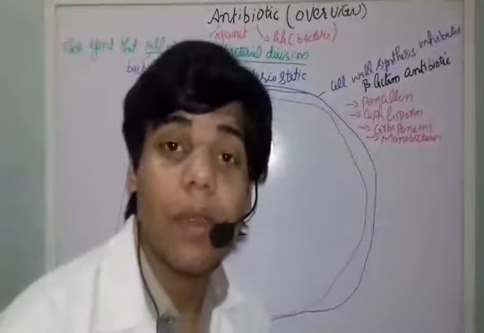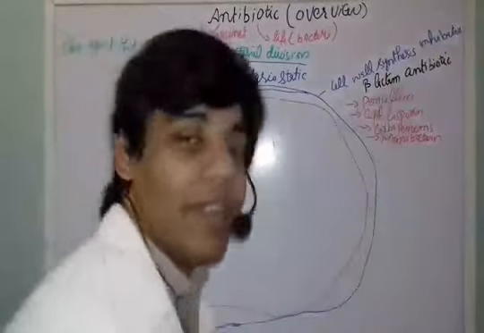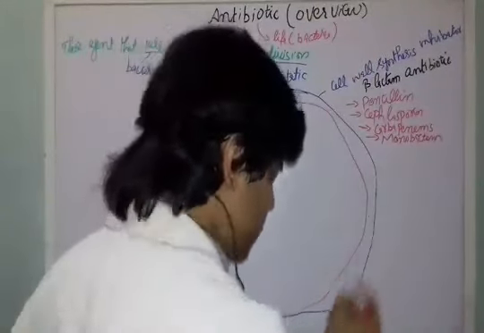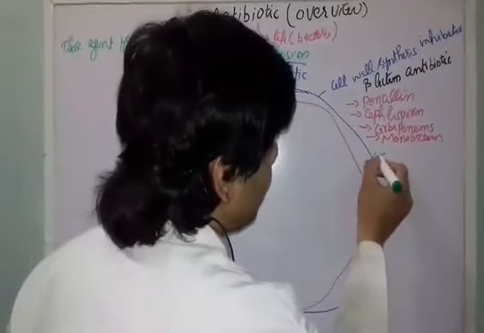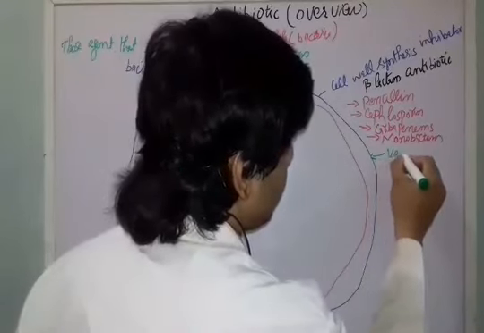There are some other antibiotics which also interfere with the cell wall, but we do not call them beta-lactam antibiotics. Actually, they are not related to the beta-lactam antibiotics. We call that vancomycin. It can also interfere with the cell wall.